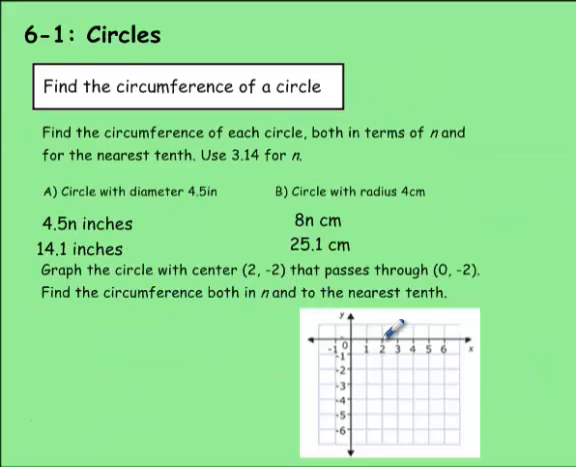The center is at (2, -2), and then it passes through (0, -2). So that means that everything that we have here is going to be 2 away from the center. So I know that this is also 2 away from the center, this is 2 away from the center, and that this is 2 away from the center. Now that I have my 4 points, I can make my circle.